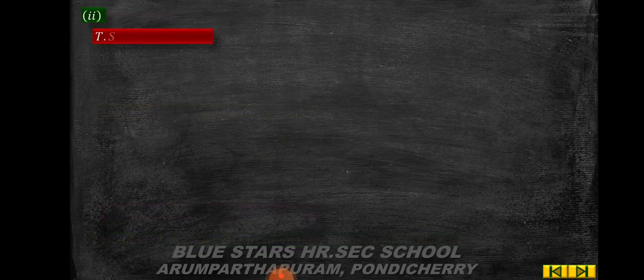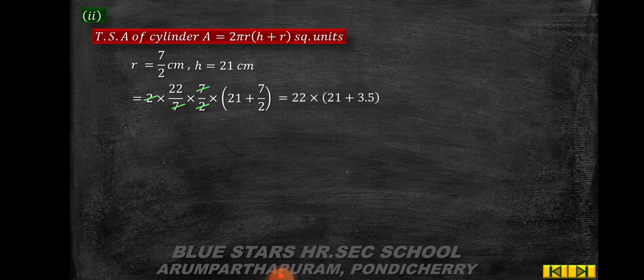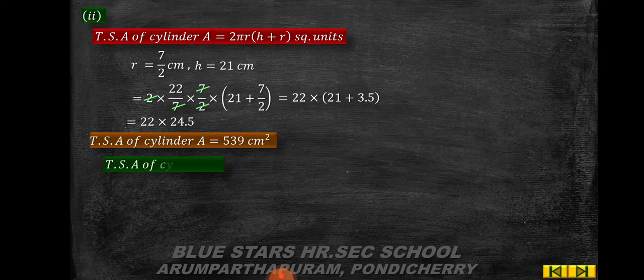Next, the second subdivision. TSA of cylinder A is equal to 2 pi r into h plus r square units. r is equal to 7 by 2 centimeter, h is equal to 21 centimeter, which is equal to 2 into 22 by 7 into 7 by 2 into h is 21 plus 7 by 2. So 2 gets cancelled, 7 gets cancelled, which is equal to 22 into 21 plus 3.5, 22 into 24.5. So TSA of cylinder A is equal to 539 centimeter square.